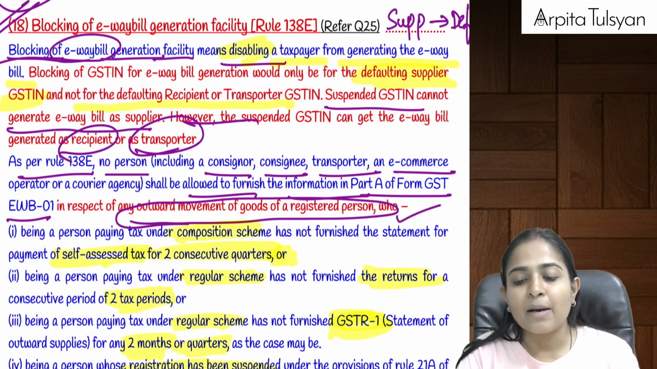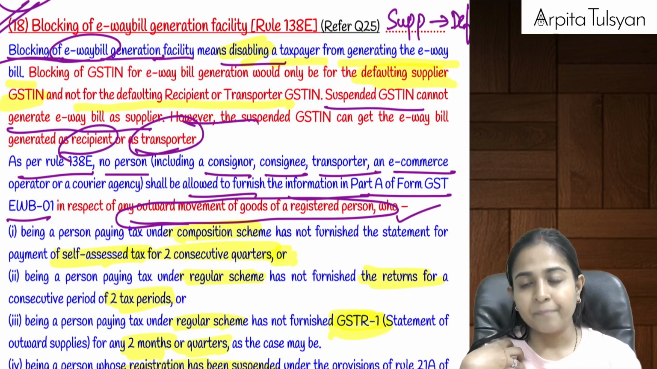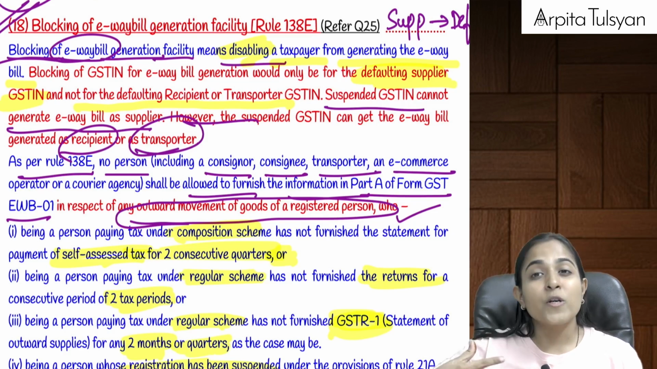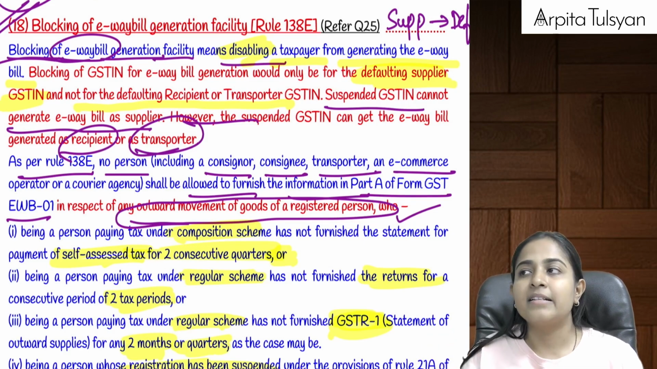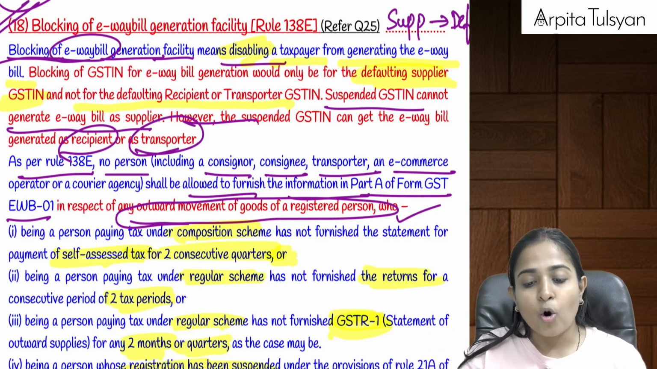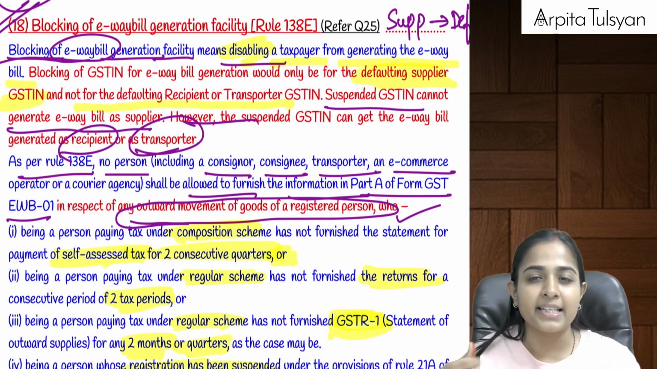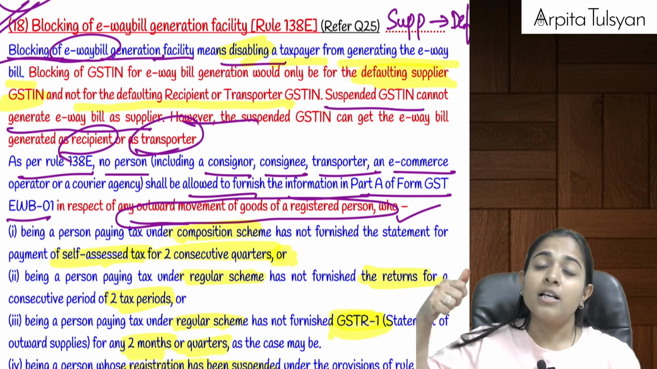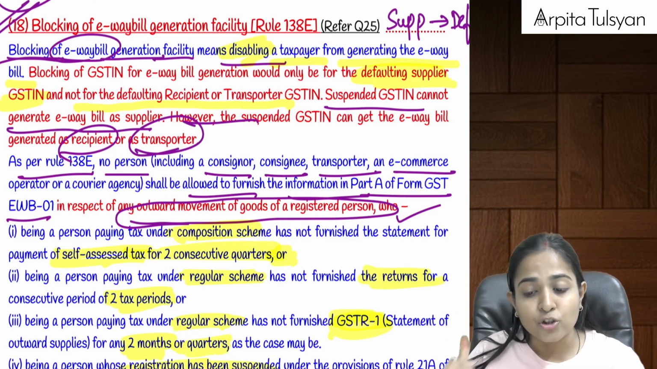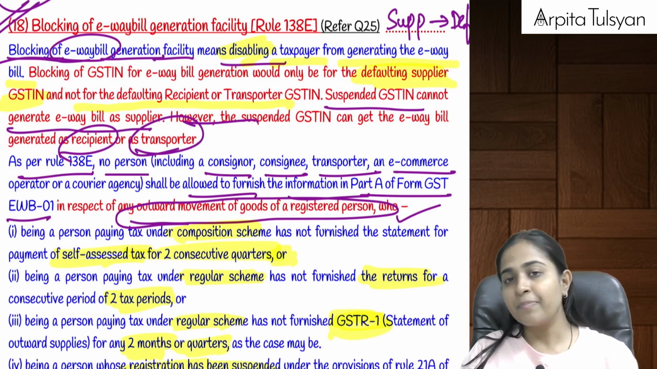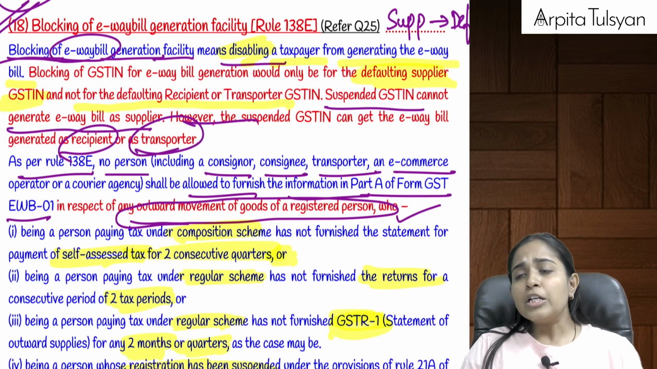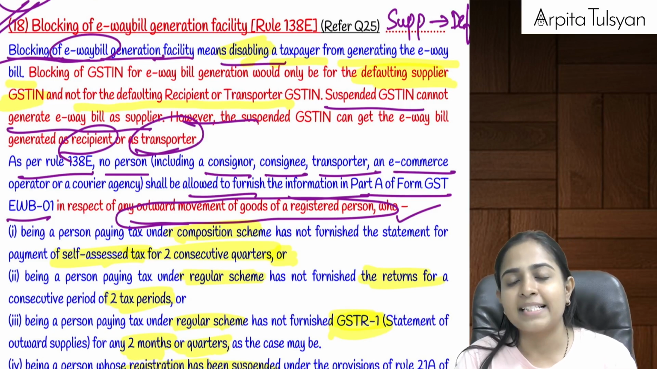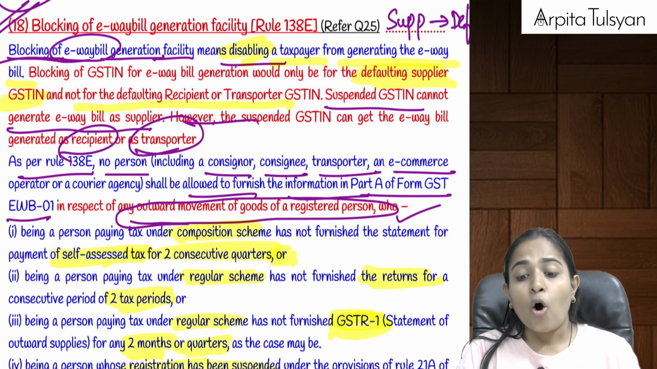Here they say that suppose there is a supplier who is a defaulting supplier. Ma'am, what do you mean by defaulting supplier? That is, any supplier who was registered under the composition scheme and has not paid the self-assessed tax, or has not filed the statement for payment of self-assessed tax under GST for 2 consecutive quarters. Remember, composition scheme dealers were required to make payment on a quarterly basis.